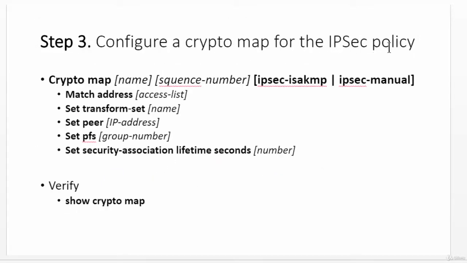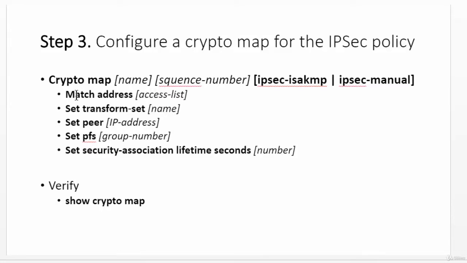Step 3. Configure a crypto map for the IPSec policy. Now that the interesting traffic is defined and an IPSec transform set is configured, it's time to bind those configurations with the rest of the IPSec policy in a crypto map. We use the command crypto map, enter the name, enter the sequence number, and choose between ipsec-isakmp, which indicates that IKE will be used to establish the IPSec SAs for protecting the traffic specified by this crypto map entry, or ipsec-manual, which indicates that IKE will not be used to establish the IPSec SAs for protecting the traffic specified by this crypto map entry.